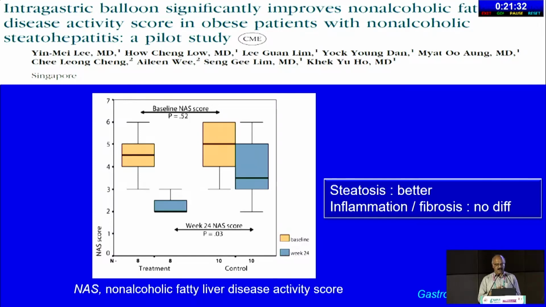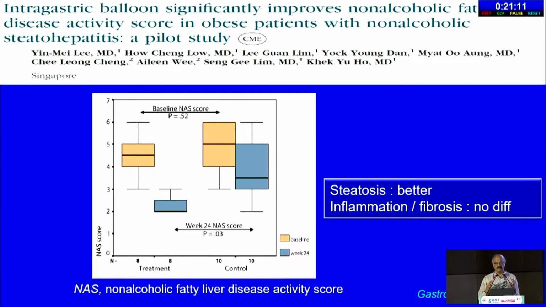And this showed very clearly that in patients who had a balloon put in, steatosis and other parameters got better, but the fibrosis didn't get reversed. In fact, even the inflammation was similar. So the only thing that happened in patients who had an intragastric balloon for 6 months was a decrease in their hepatic steatosis. So this was disappointing.